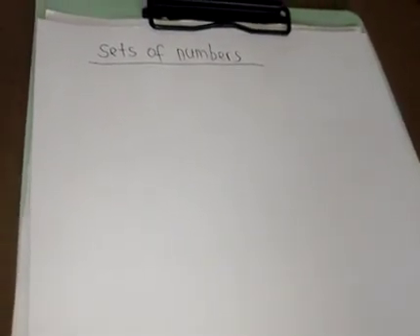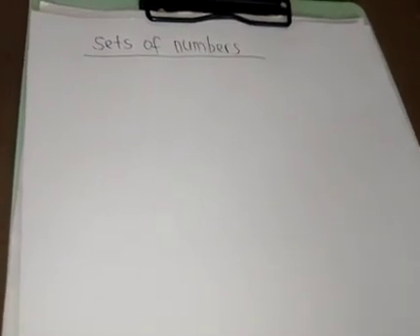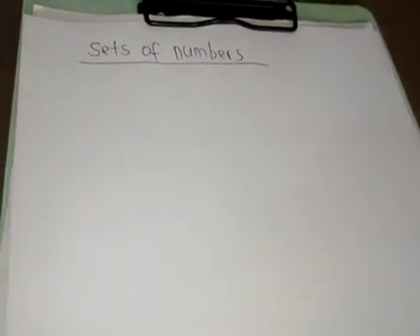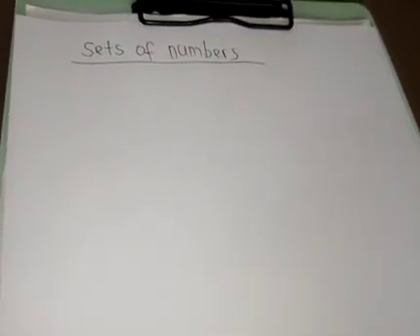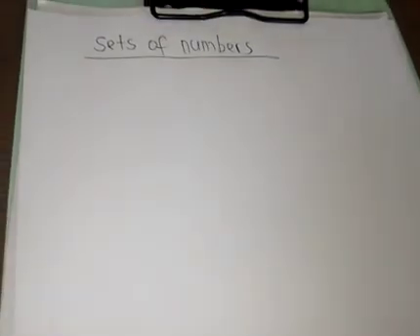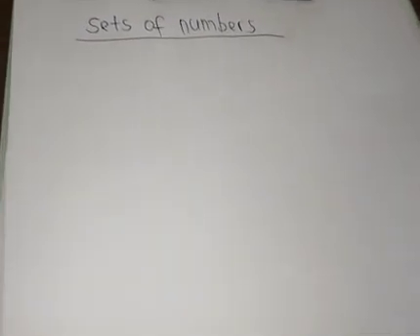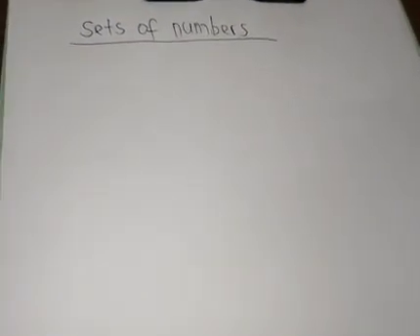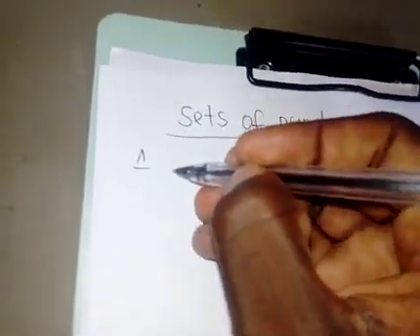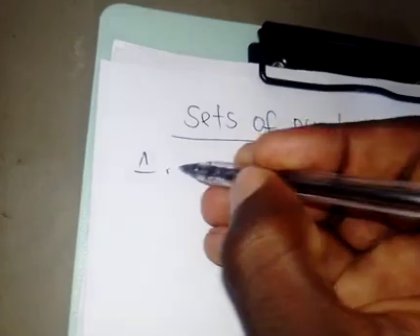In this video, we'll look at sets of numbers. There are a lot of symbols used to denote sets of numbers. We have a lot of sets of numbers as well as the symbols used to denote such sets. And the first set of numbers which we'll talk about is the natural numbers.